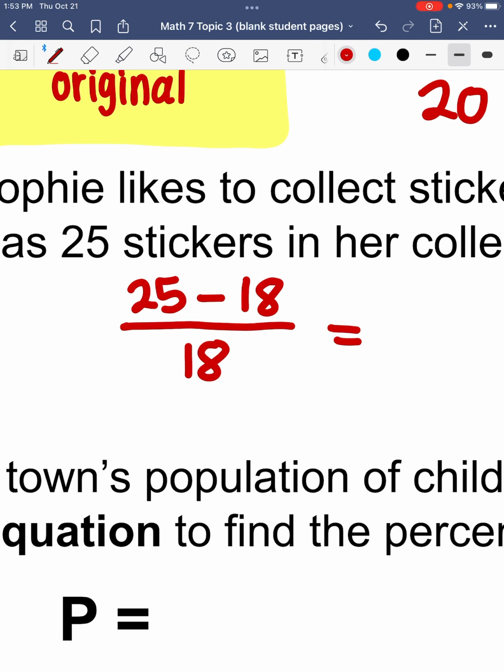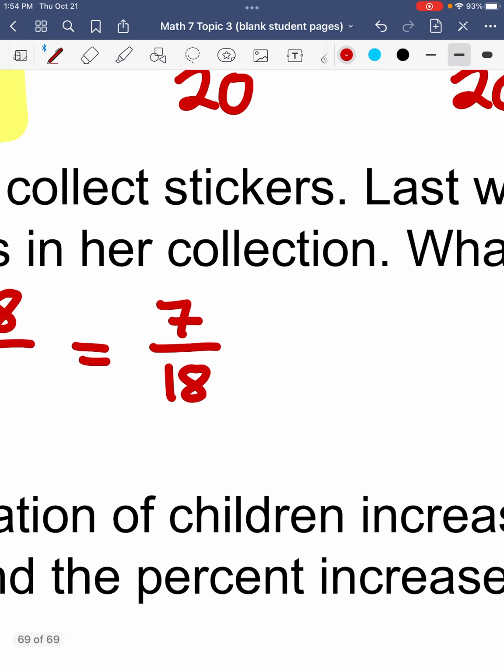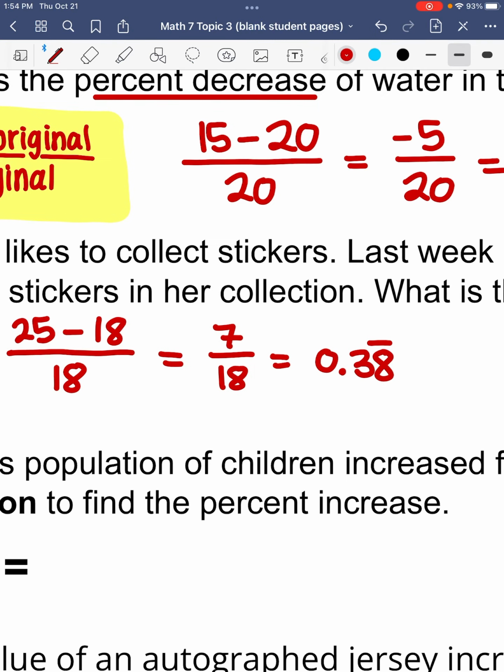Now I'm going to simplify this. 25 minus 18. Whether you put that in your calculator or you do it in your head, you should get 7. So 7 divided by 18. Well, when you take 7 and divide by 18 in your calculator, you should get 0.38, and that 8 is repeating. 0.38 repeating. Now, how do I write that decimal as a percent? Well, I just move that decimal twice to the right. That's the same as multiplying times 100.